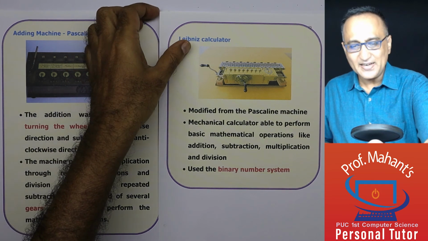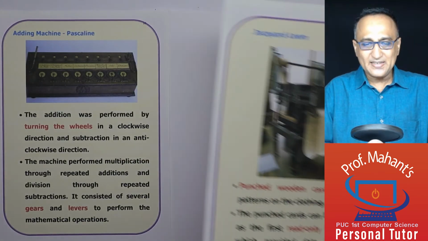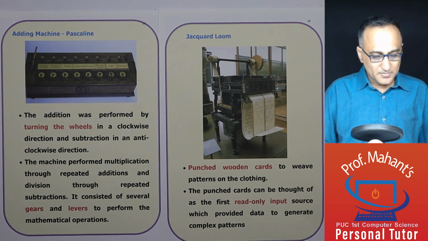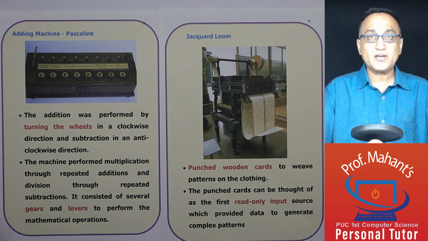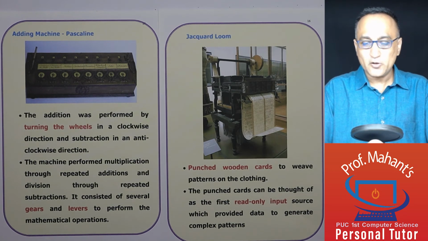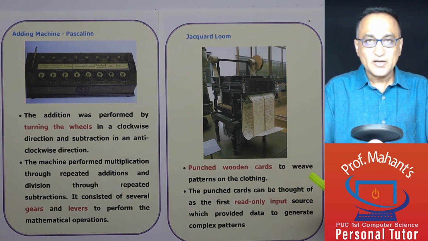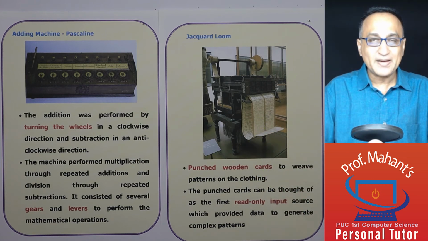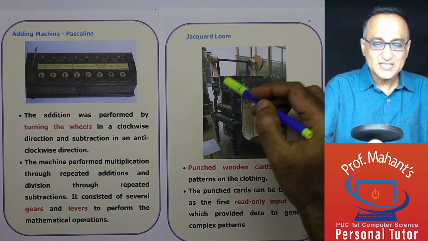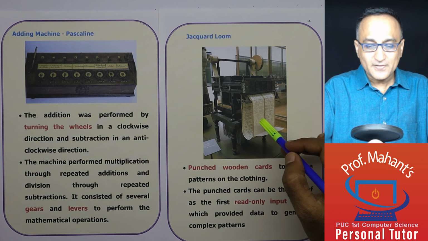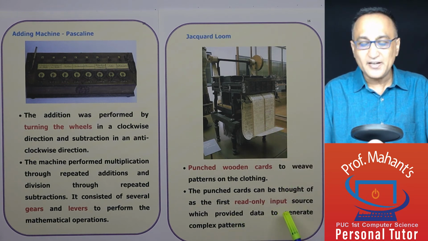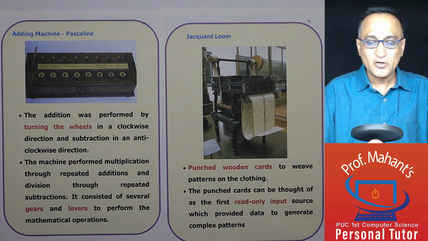And lastly, we shall take a look at a mechanical device known as Jacquard's Loom. Jacquard's Loom is quite interesting and important in the historical development of the modern computer because it used wooden cards punched with a variety of holes to generate patterns on the dresses which are being printed using this loom. So you can think of these punched input cards as the source of input or the first read-only input device in the development of computers.